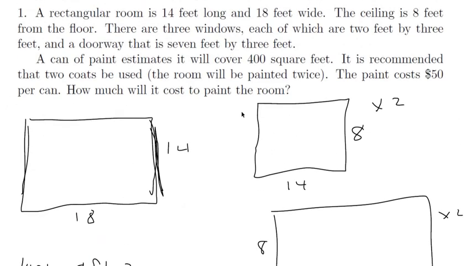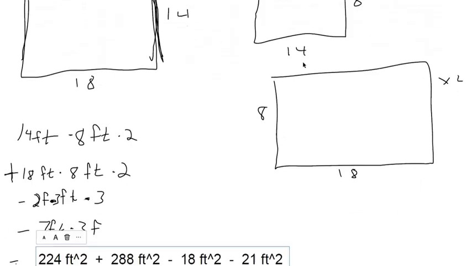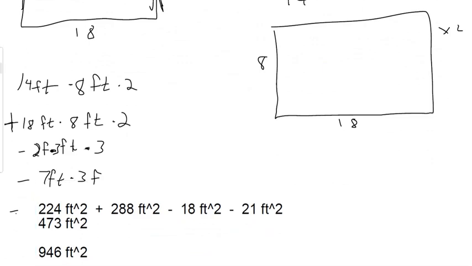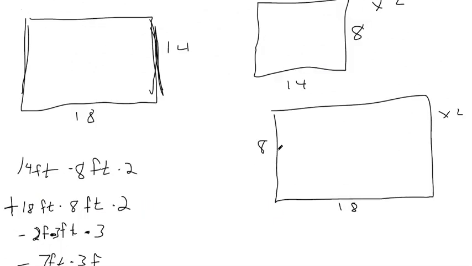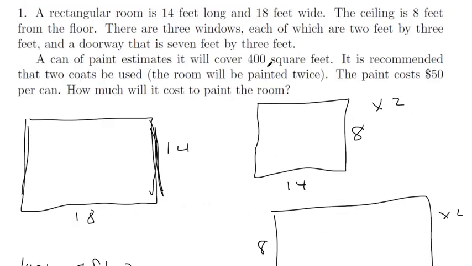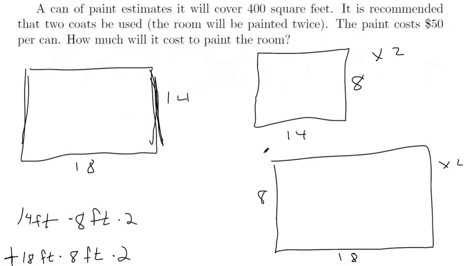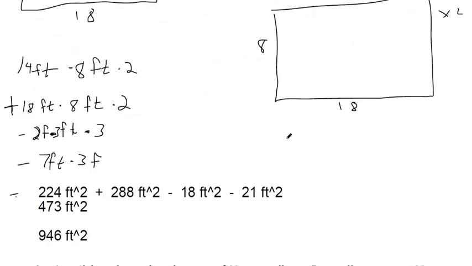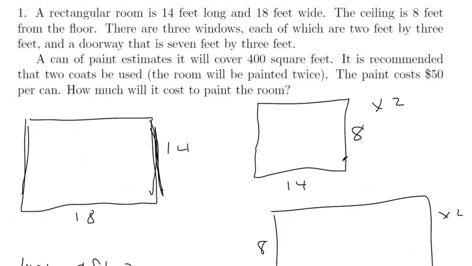So we're asked for the cost. The paint is $50 per can, and 1 can covers 400 square feet. So we want the cost; we want dollars as our ending units. So what we'll want to do is use this conversion factor that 1 can is 400 square feet, and then we can convert to dollars per can. So let's find out how many cans we need. We got 946 square feet, and we'll multiply that by 1 can per 400 square feet.